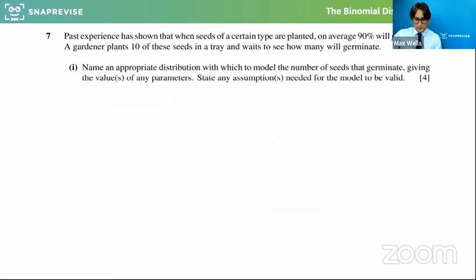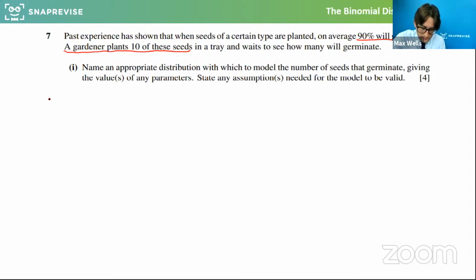Great question. Right, let's have a little look. Here is an example of a question. Past experience has shown that when seeds of a certain type of plant are planted, on average, 90% will germinate. A gardener plants 10 of these seeds in a tray and waits to see how many will germinate. Name an appropriate distribution with which to model the number of seeds, given the values of any parameters, and state any assumptions you need for it to be valid. I'm going to highlight some key information: 10 of these seeds, 90% will germinate. You might think, well, the only one I've done is the binomial distribution, so I'm guessing it's that. You would be right, it is a binomial distribution, but we need to state why.